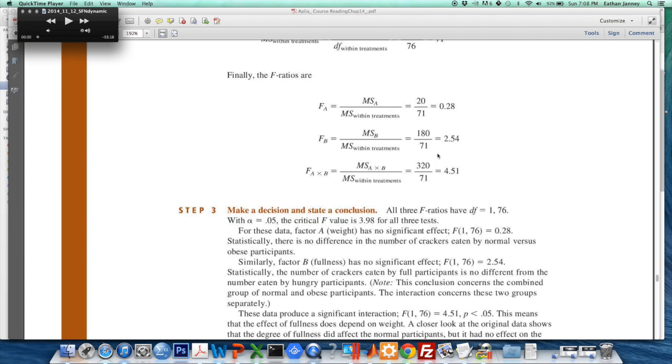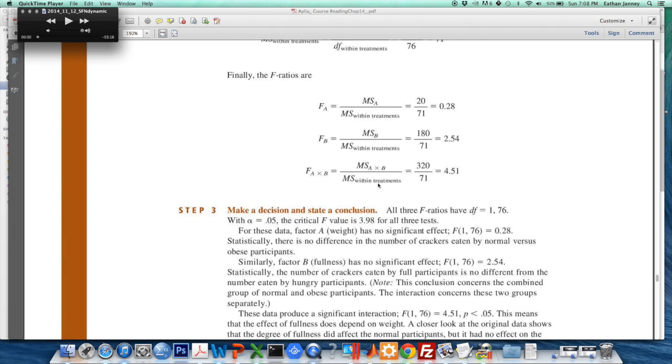Based on the numbers that we already have, in this case, we have 20 over 71, MSA over MS within treatments, 180 over 71, MSB over MS within treatments, and then finally 320 over 71, which is MS interaction over MS within treatments. Notice MS within treatments is in the denominator of all three fractions.